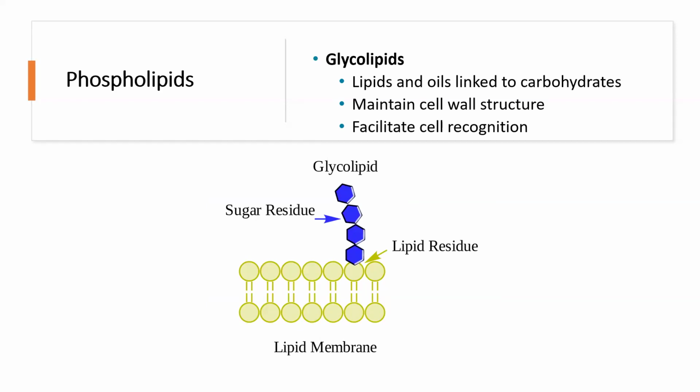So we have glycolipids. So glycolipids are a lipid linked to a carbohydrate, right? So you've got your lipids down here, and then you've got your sugar residues, and this is the glyco part that makes the glycolipid. So you get these on the cell membranes. These can be used for cell recognition. They can help maintain cell wall structure. And so they're common on pretty much all organisms that I'm aware of.